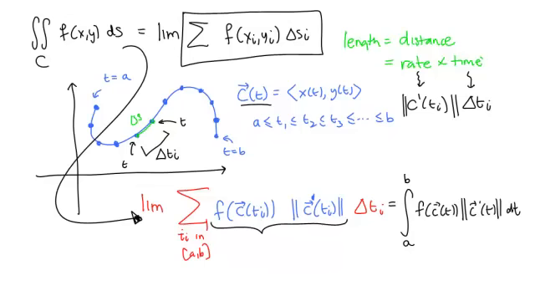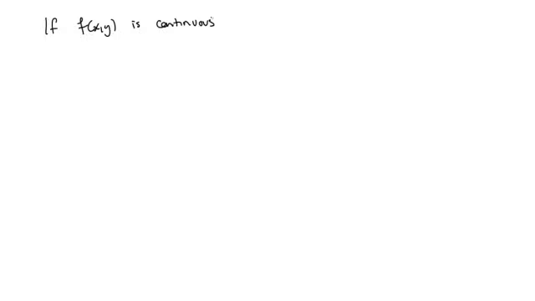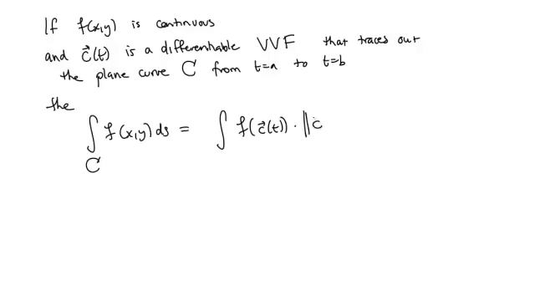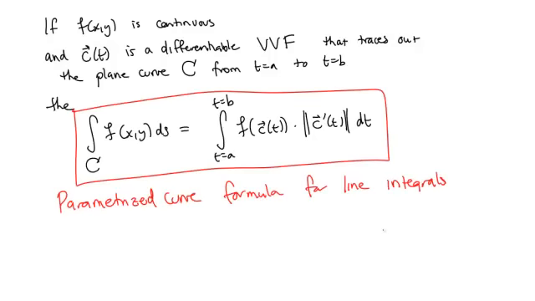Let me summarize this result. If f of xy is continuous, and c of t is a differentiable vector-valued function that traces out the plane curve c from time equals a to time equals b, then we can compute the line integral of f of xy ds over the plane curve c by doing a regular Calc 1 integral. Specifically, we're going to integrate the function f of c of t times the magnitude of c prime of t dt, evaluated from t equals a to t equals b. This is sometimes called the parametrized curve formula for a line integral.